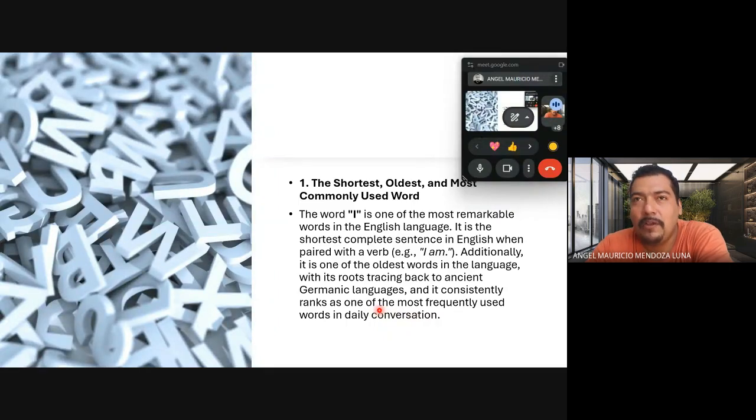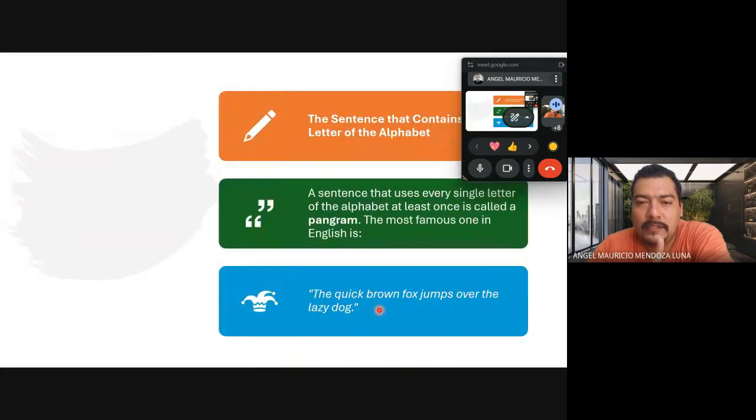You're basically going to agree with me because the personal pronoun I is the easiest word to learn in English, and the easy one to pronounce, right? I, just a letter, right? Okay, that's fact number one.